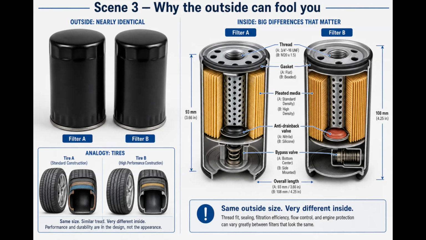The thread size, the gasket diameter, the filter media, the anti-drainback valve, the bypass valve, and even the physical length of the filter can all be different. And those differences are not cosmetic. They control how oil enters the filter, how it gets cleaned, how it behaves during a cold start, and what happens if the filter becomes restricted. Think of it like tires. Many tires are black, round, and made of rubber, but they are not universal. Oil filters are the same idea, just smaller and easier to underestimate.